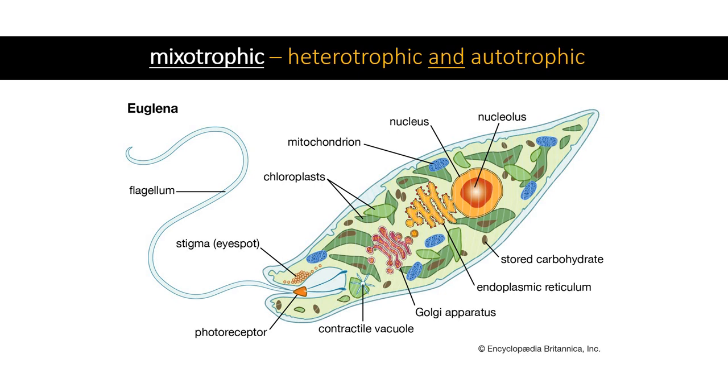But they will move the same way and they will have the same types of structures except for the chloroplasts. Okay, next time we will talk about the Mastigiophores and find out about the contractile vacuole.